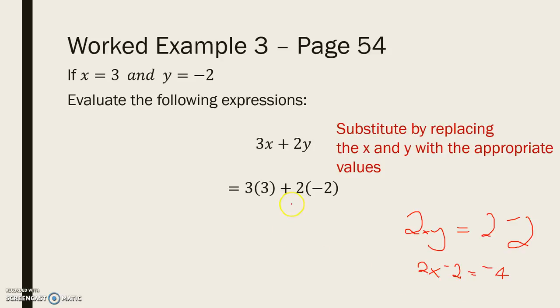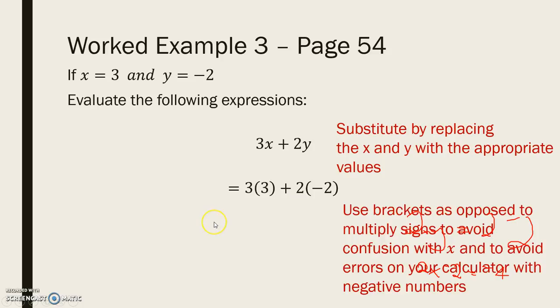Now by using brackets, most calculators are able to correct or avoid any issues we may have with negatives, and that's my recommendation. So whenever you substitute, place them in brackets. So that's 3 times 3 is 9, plus 2 times negative 2 is negative 4. So the answer there should be 5. There we go.